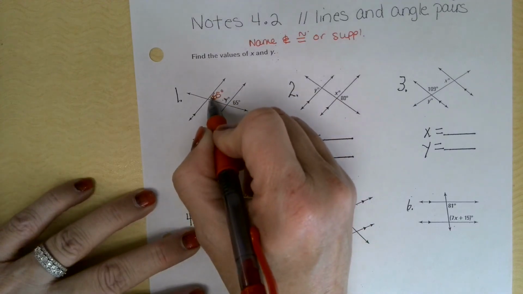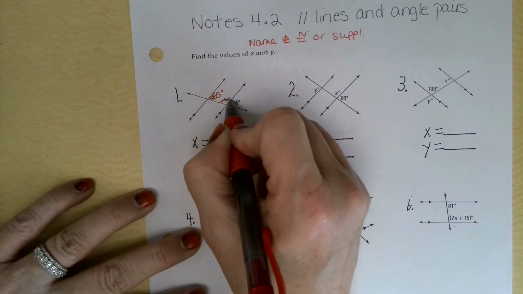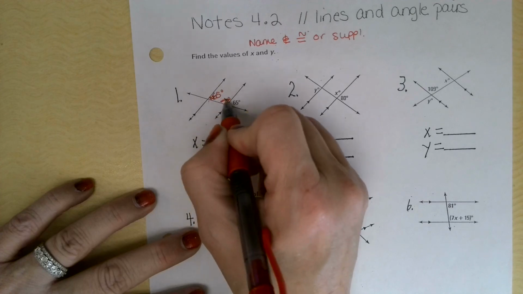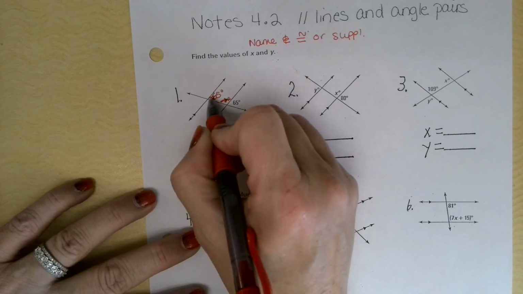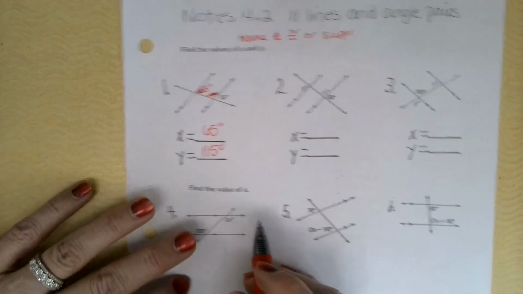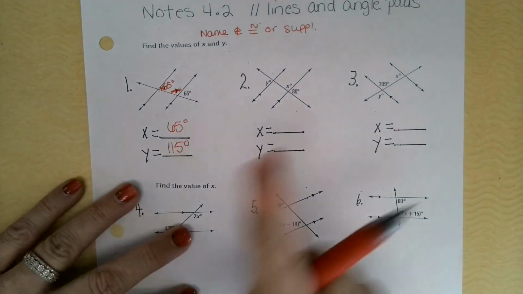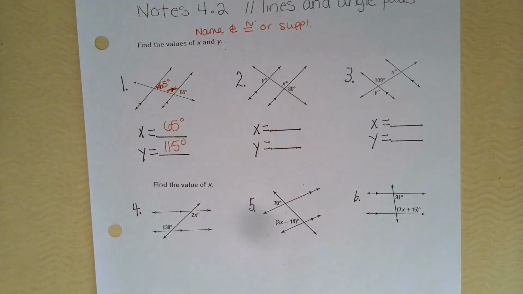Guys, look, this is an acute angle. This is an obtuse angle. An acute angle does not equal an obtuse angle. Did you hear that? An acute angle does not equal an obtuse. All right, so question number 2, I want you to tell me the answers for X and Y.